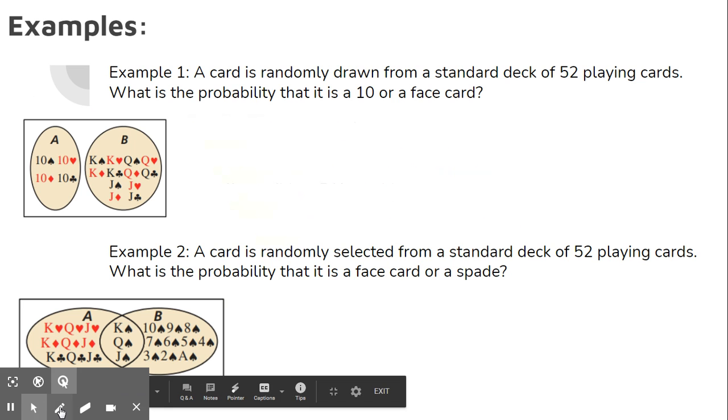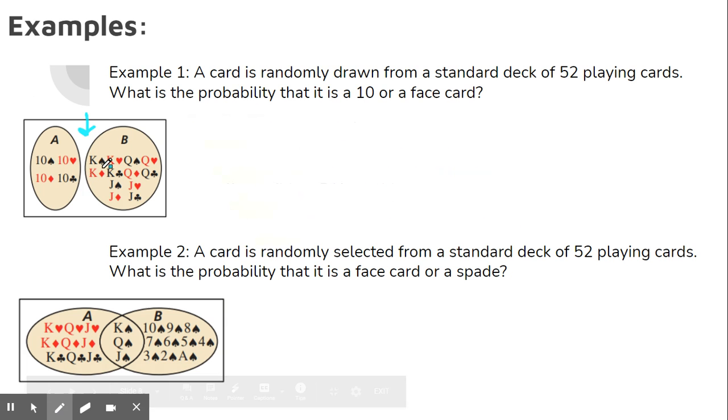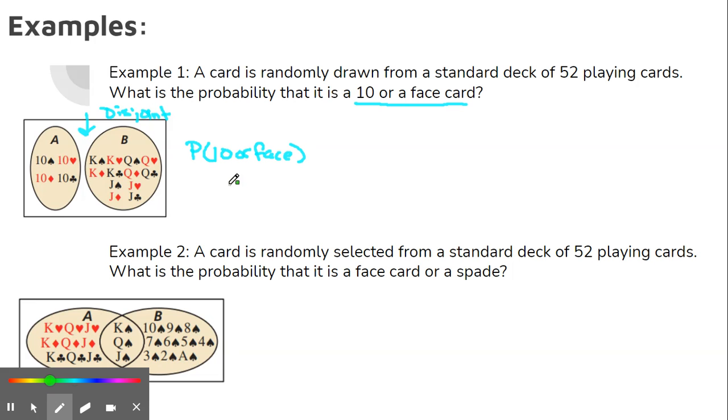So looking at question 1 here, we can see clearly there's no overlapping, so this is a disjoint. We're looking at the probability of it being a 10 or a face card, which is the goal. So I'm going to put that in here. Just be aware that probability of event A is going to be our 10, and then we'll use our face cards for B.